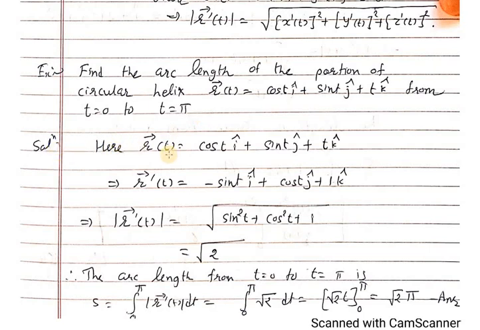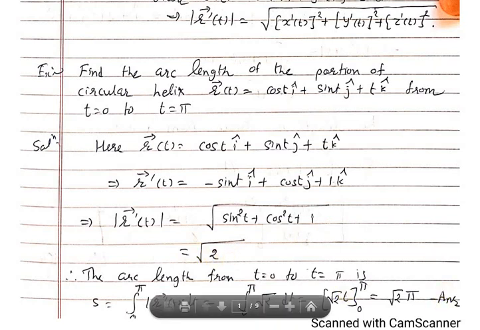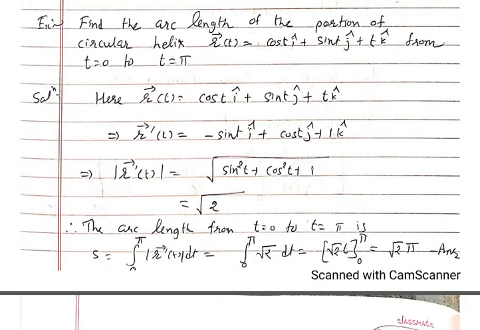Here we have r(t) = cos t i + sin t j + t k, correct? So the derivative of r with respect to t will be r'(t) = minus sin t i + cos t j + 1 into k. So mod of r'(t) will be the square root of sin square plus cos square plus 1. That will be root 2, because sin square plus cos square has a value 1.